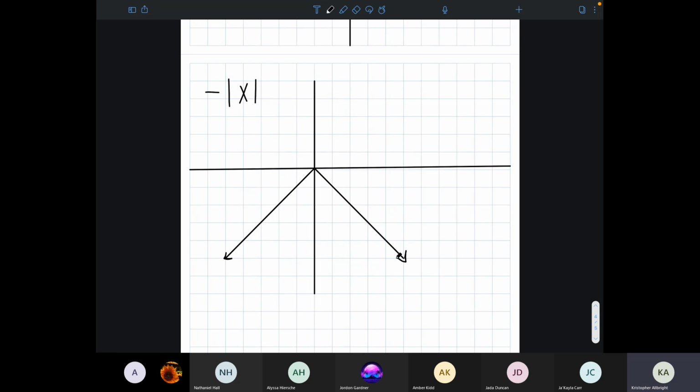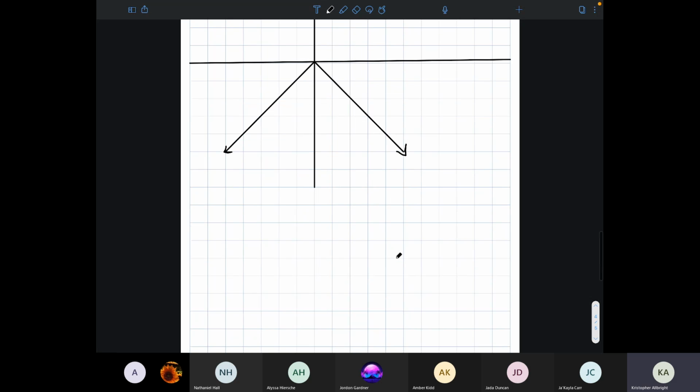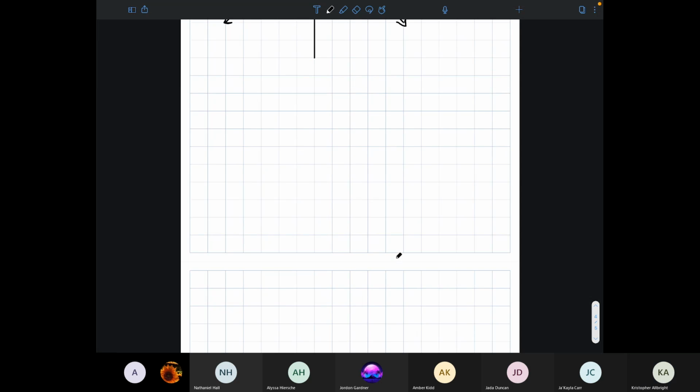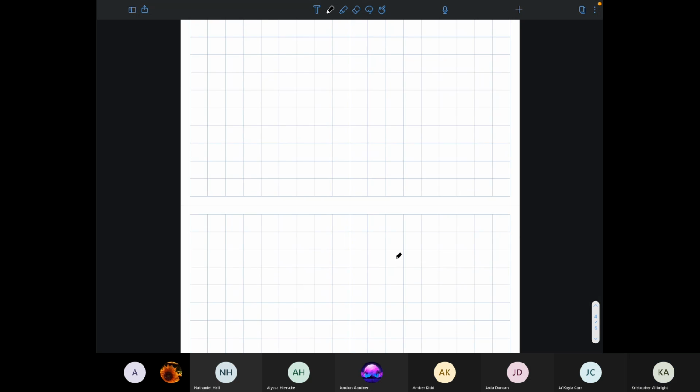And I do have a little cheat sheet that's going to help you with this. So I'll send it out to you guys when this is over. And I'll show it to you in just a minute so you can write it down.